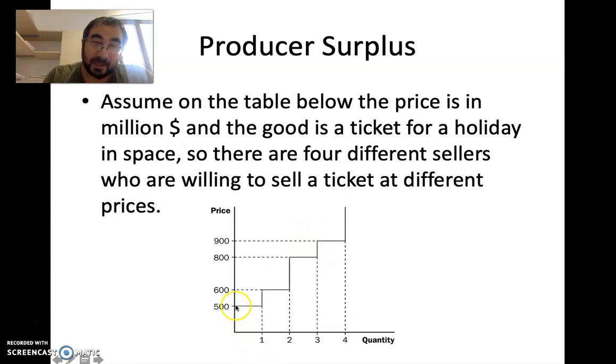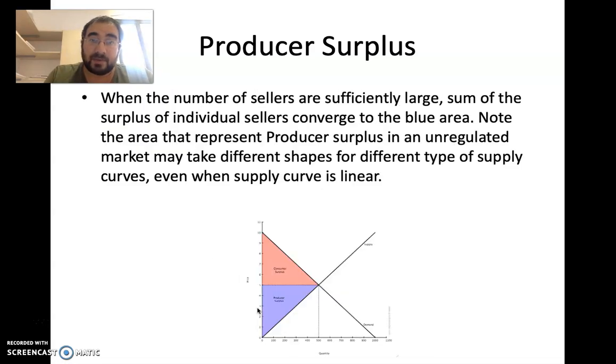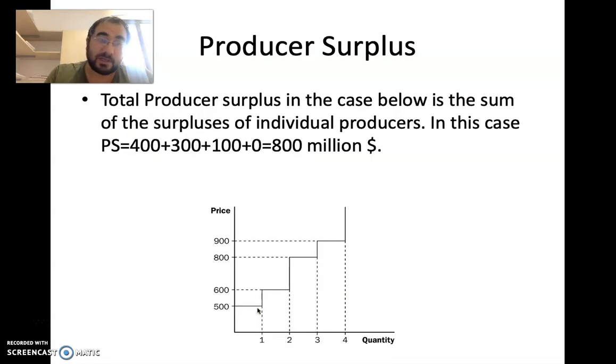The rectangle starts from this area, the intersection here, and goes all the way up to 900. So this is one side of the rectangle, and the second side is this. So 900 minus 500 times 1, which is 400. It shows the producer surplus of the first producer. So the total amount is 400, 300, and 100, which is equal to $800 million.